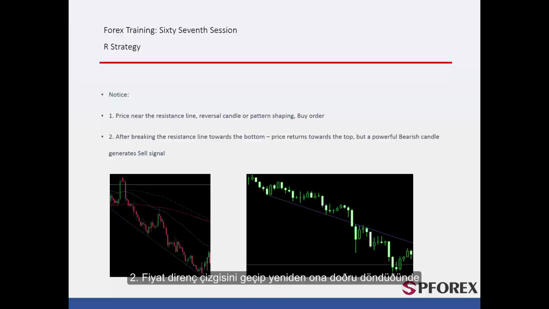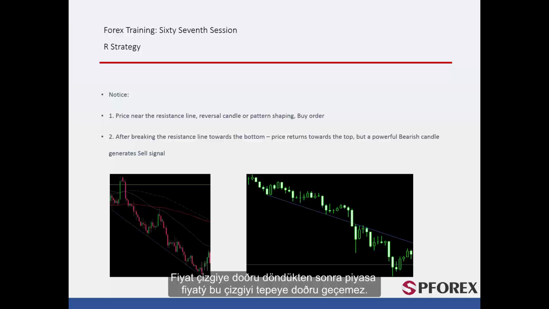2. After price passes a resistance line and returns towards it, if a powerful bearish candle forms on the resistance line, then a reliable sell signal will be generated. On the right graph, market price has passed the resistance line. Market price could not pass this line towards the top after price returned towards it. An engulfing candle has formed on this resistance line. Thus, a trader could place a sell order.